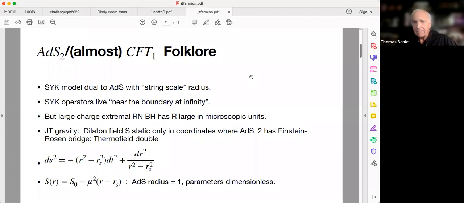You can identify operators of fixed dimension, and you use the usual translation between operator dimension and the mass of fields in the ADS2 geometry. And when you do that, you find a whole spectrum of fields, not just the fields that appear in the JT gravity model to which this is supposed to be dual. And there's no gap in that spectrum. The spectrum is just evenly spaced, more or less. It's not evenly spaced, but it's spaced by amounts of order one in ADS radius units. And the usual thing we say about models like that in the ADS-CFT correspondence is that this means the ADS radius is of order the string scale.